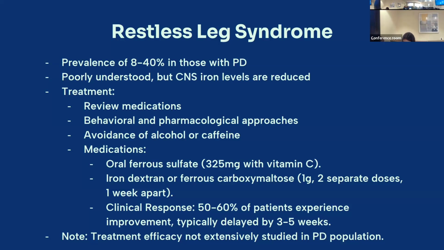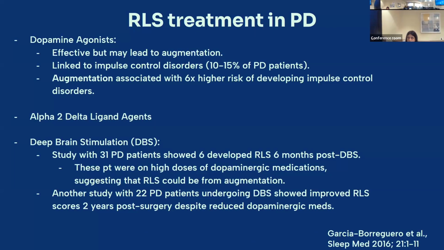So, behavioral and pharmacological approaches: avoidance of alcohol, caffeine, and certain medications. It's not really studied in the Parkinson's population, but iron can be used just like we use in our regular restless legs patients. Clinical response: 50 to 60% of patients experience improvement, but it is typically delayed by 3 to 5 weeks. And it's not extensively studied in the Parkinson's population. So treating them in Parkinson's, the dopamine agonists are effective, but may lead to augmentation, as we know.